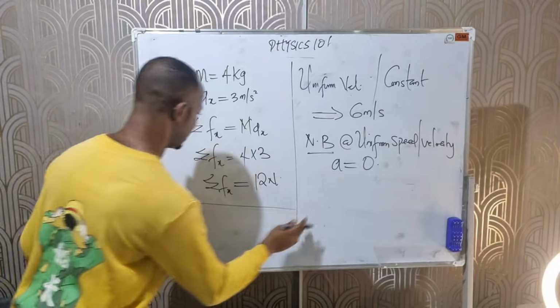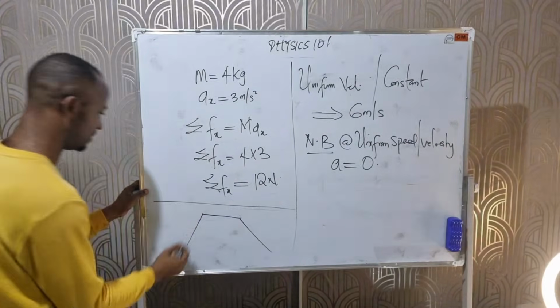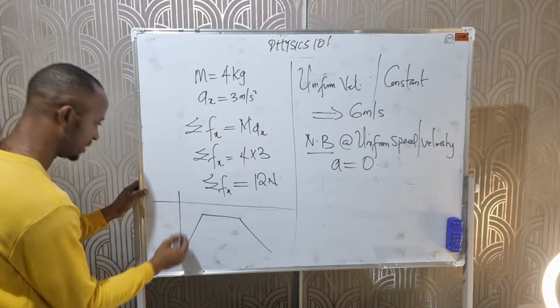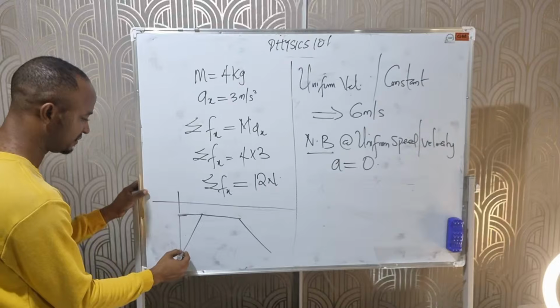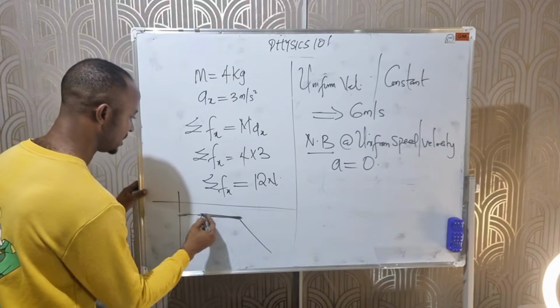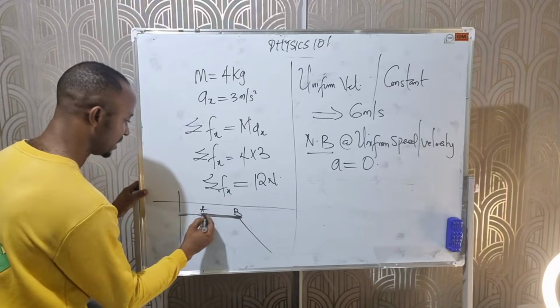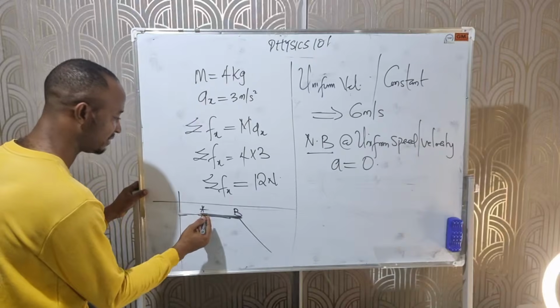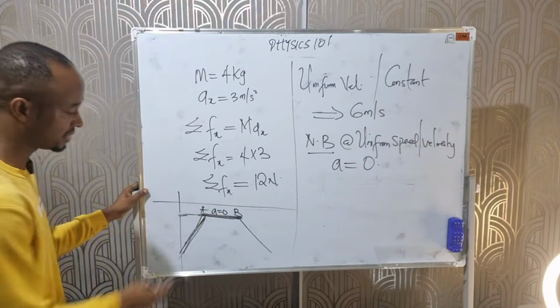Like just from our velocity-time graph, if I have this here, from here we have acceleration, right? The body is accelerating from here. At this moment we have a constant speed. That means from this point A to this point B, the body is not accelerating. So we have a uniform speed here. So here a equals 0.